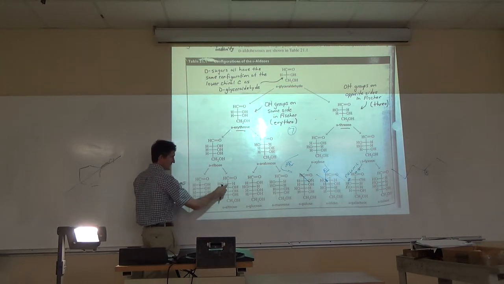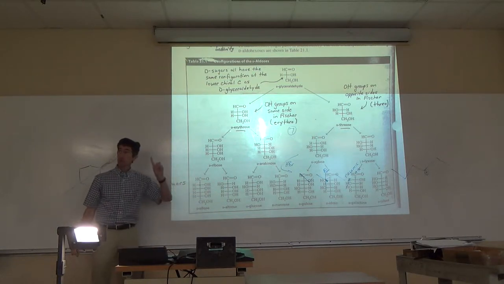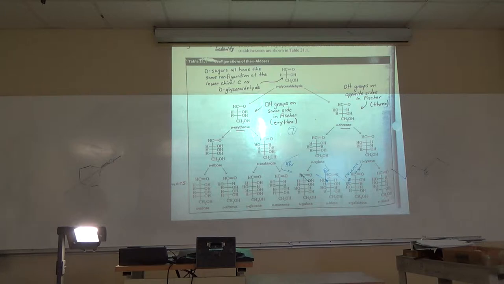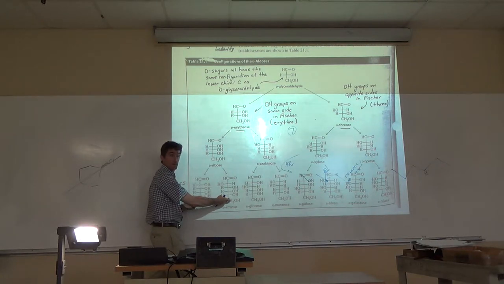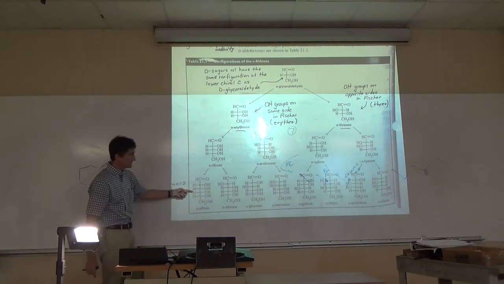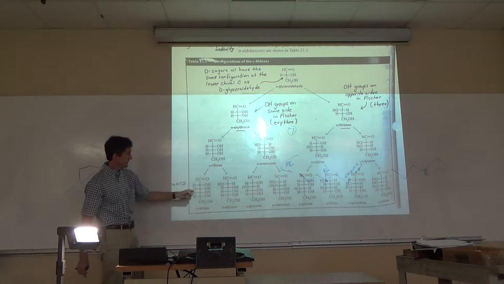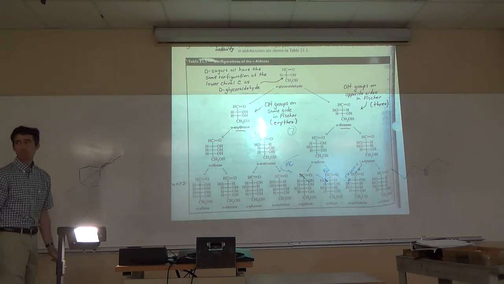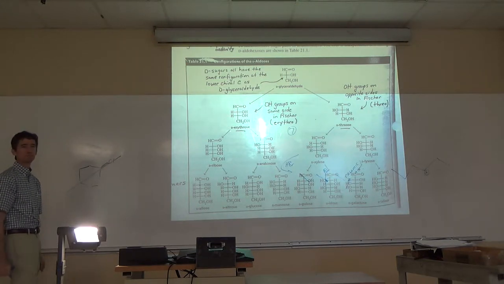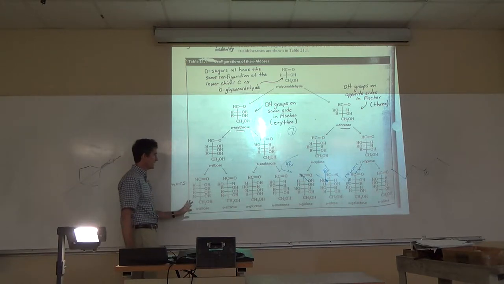What's the difference in these two? Just one change. Out of four, only one is changed. So those can be called what? Epimers. Those are examples of epimers. But they're also diastereomers, right? Because they are stereoisomers. Are they mirror images? No. Which one is the mirror image of this? None of them are. They're all diastereomers. The mirror image is not shown.